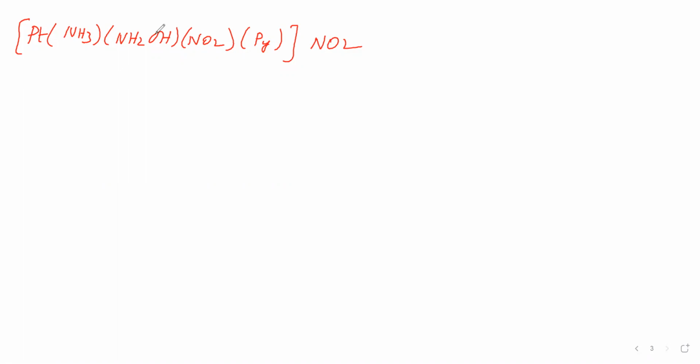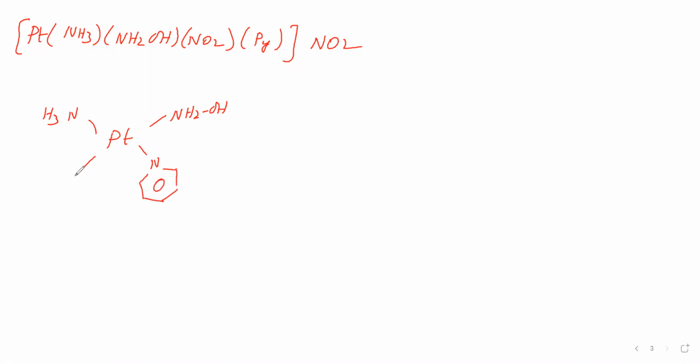Now, it is a square planar complex because platinum is the central metal, oxidation number is +2, coordination number is 4, therefore square planar. Okay. So platinum we will write. Now 4 ligands we will write. Now we will write NH3. Here we will write NH2OH. Here we will write pyridine.